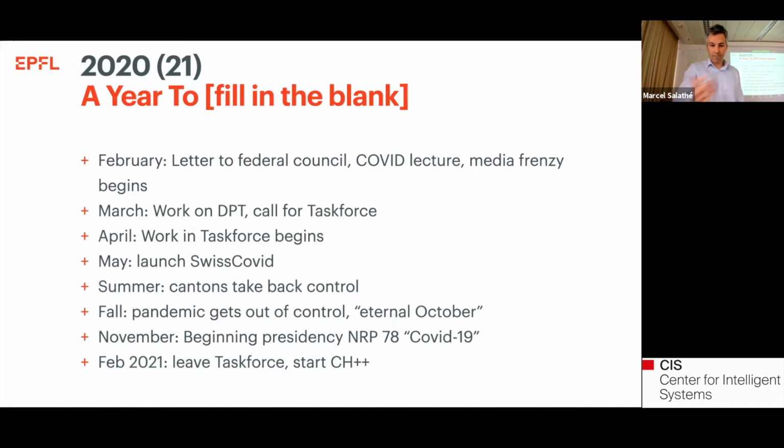In November, then I began the presidency of the NRP 78 for COVID-19, which is exceptionally running just for 2 years, and the topic will be further addressed in an NRP 80, which will start soon. Also on COVID-19, but more on the social and economical and psychological aspects. And then in February, I leave this task force and I start another association. So that's a bit my life in that absolutely crazy year.